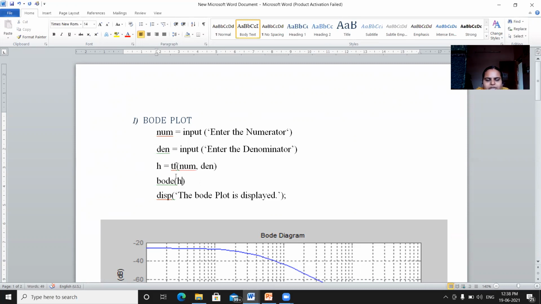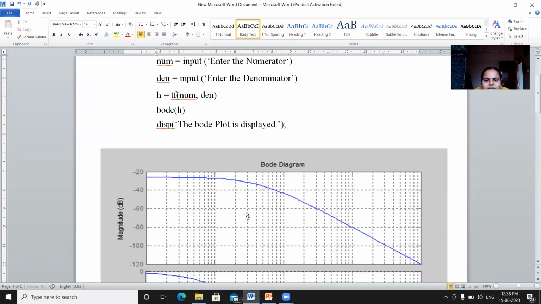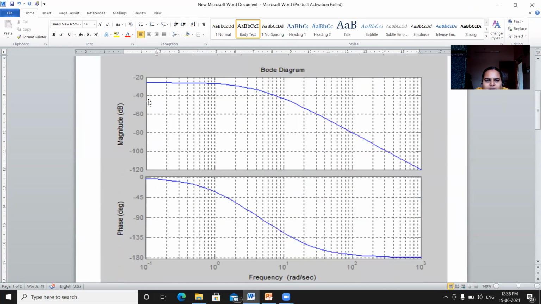This means the Bode plot will be drawn with respect to the transfer function. Then this part displays the diagram. The Bode plot is going to be displayed. This is how you will get the Bode plot in MATLAB. When you execute this, this represents the magnitude part, and this is going to represent the phase part. When you click on this blue line, wherever you click, it will show the value of that point. When we execute it in real time, we'll go through that. This is about the Bode plot.